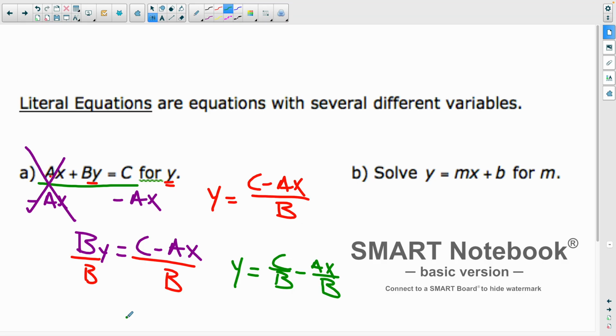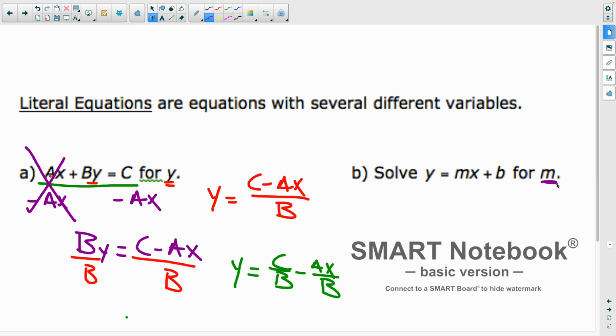Good? Yes. All right. Anybody recognize this problem right here? Okay, slope intercept form. That's slope intercept form. We have the slope in there. So y equals mx plus b. All right. And it's asking me to solve for the m in this problem. So I want to get the m by itself. I want to solve for the slope. So what would be my first move? Subtract the b from both sides.